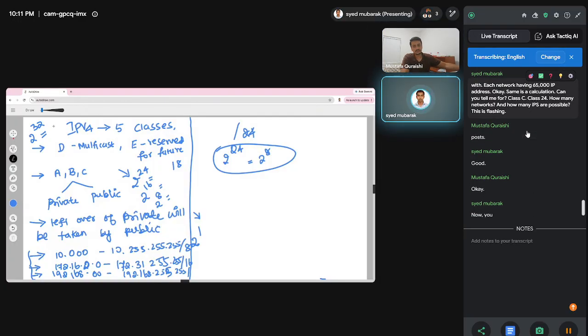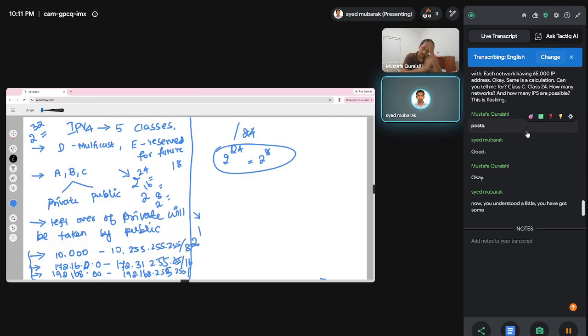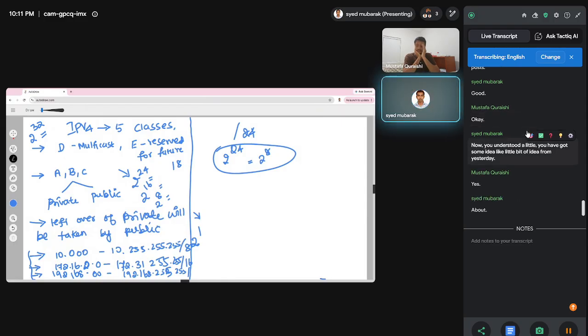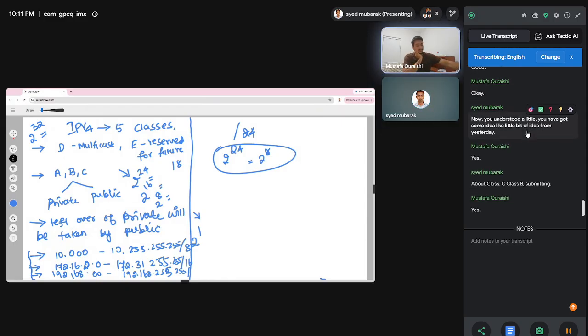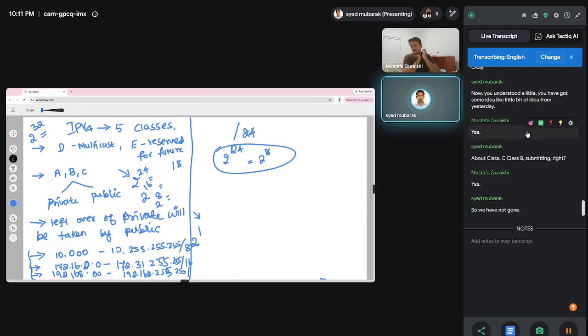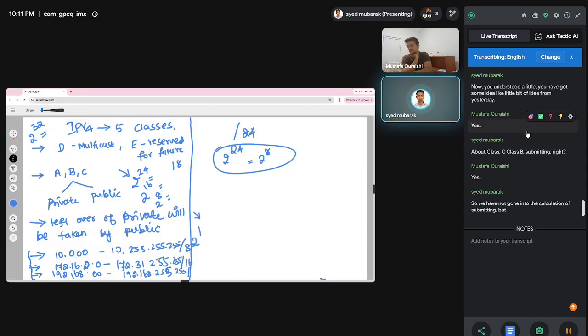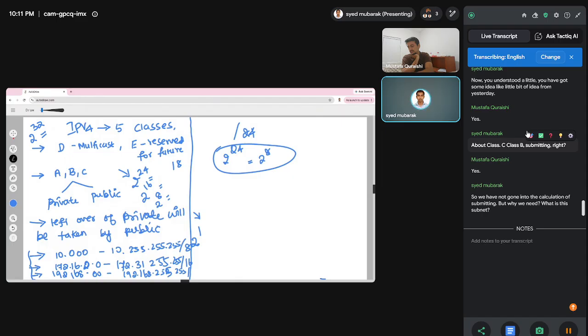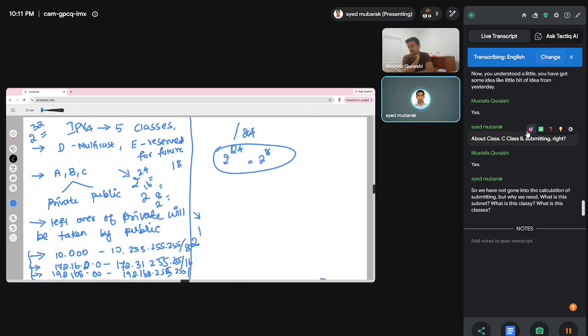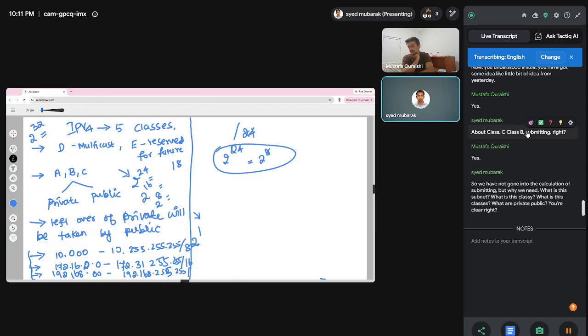Now you understood a little. You have got a little bit of an idea from yesterday about class A, class B subnetting. We have not gone into the calculation of subnetting, but why we need it, what is this subnet, what is this class A, what are these classes, what are private and public. You're clear, right? Okay.